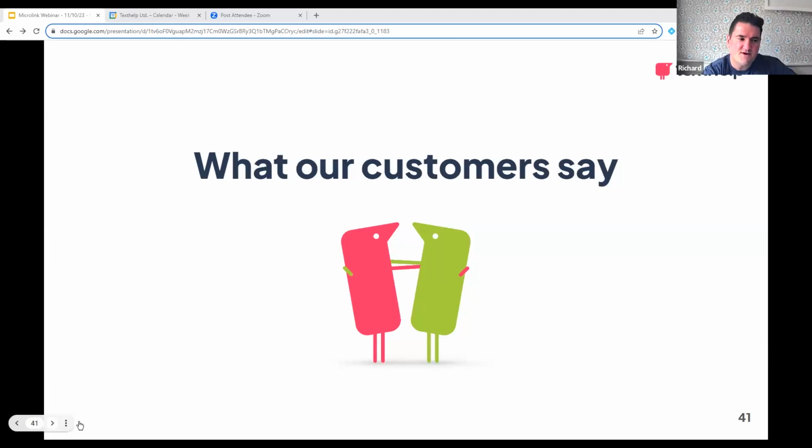But just a little bit on customer success, because I'm part of the customer success team within TextHelp. We created and developed a customer success team because it's important that you are supported with your software. The tools created by TextHelp are very, very simple and easy to use, but it can be daunting implementing a brand new piece of technology in your school or college.